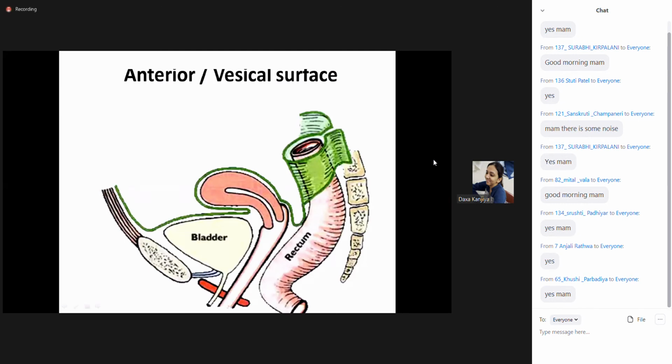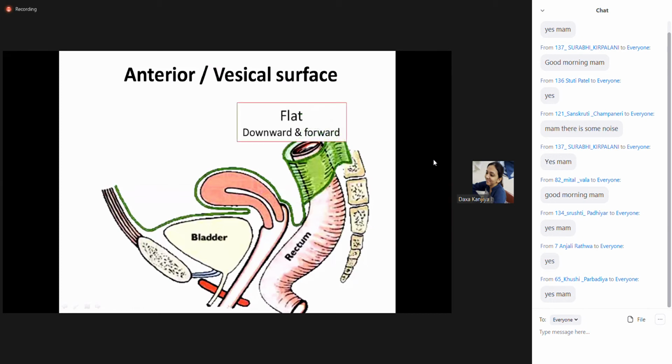Now let us see the relations of the anterior surface of the body of the uterus. Here in this sagittal section you will see the three organs of the pelvic cavity from before backward. These are the urinary bladder, uterus and rectum. And this green colored line shows you the reflection of the peritoneum.